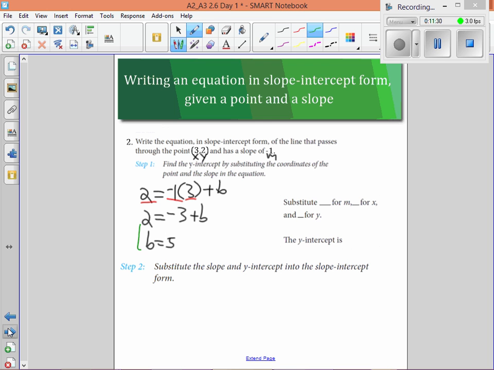Step 2, substitute the slope and y-intercept back into slope-intercept form. We're given the slope of negative 1. We've solved for the y-intercept of 5. So we say y is equal to negative x plus 5.